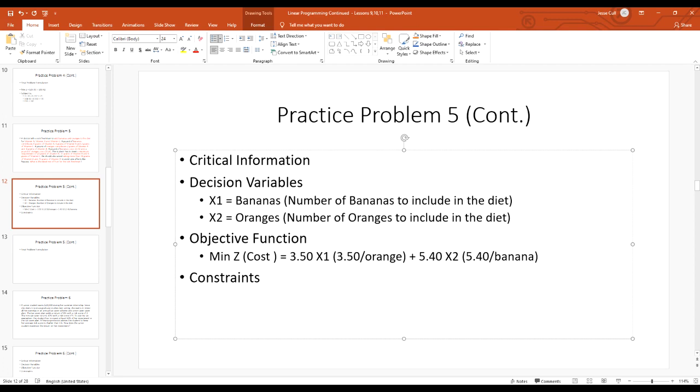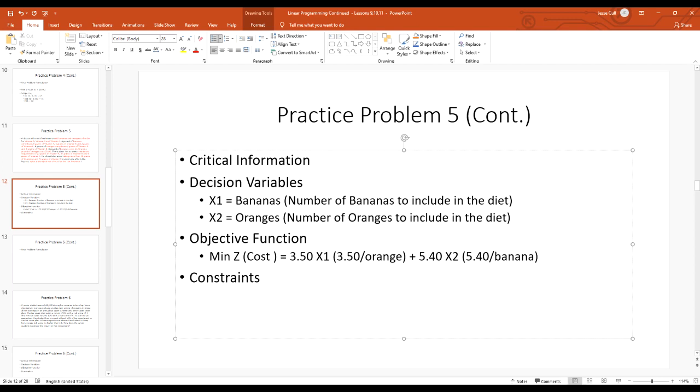So what we've done is we've related our ultimate goal of minimizing cost with our decisions, which is x1 and x2. That's the basic idea governing an objective function. How can we relate our ultimate goal to the decisions we're making? In this situation, how can we minimize cost when deciding how many oranges and how many bananas to buy?